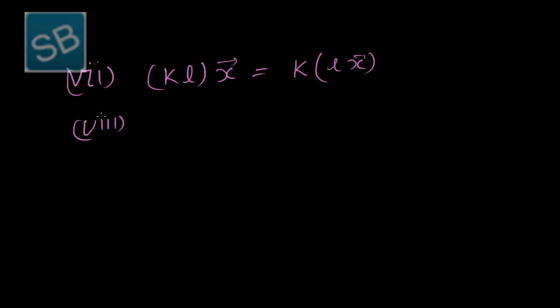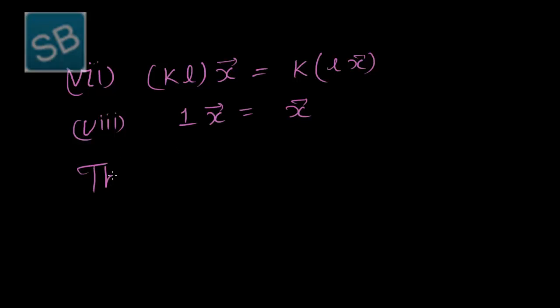Now the 7th property: if two scalars are multiplied and then multiplied with a vector, it should equal one scalar multiplied with the product of the other scalar and the vector. This gives the same result. Property 8 is 1 times vector x, that is the scalar is 1 and the vector is x, should give the same vector x. If these properties are satisfied, then the set of vectors is called a vector space.